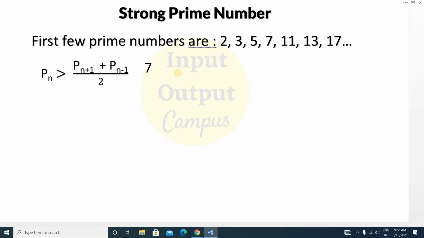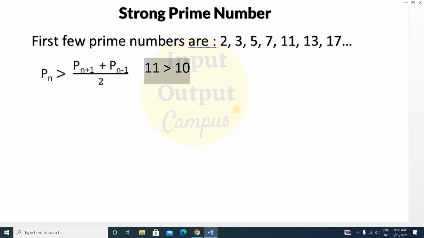So let's check it for 7. To see if 7 is a strong prime number, let's add the two neighbors and divide by 2. 11 plus 5 equals 16, 16 by 2 is 8. Is 7 greater than 8? No, 7 is not greater than 8. So 7 is not a strong prime number. Let's check it for 11. Add 7 and 13: 7 plus 13 equals 20, divided by 2 equals 10. Is 11 greater than 10? Yes, 11 is greater than 10. So 11 is a strong prime number. In this way you can calculate the strong prime number.